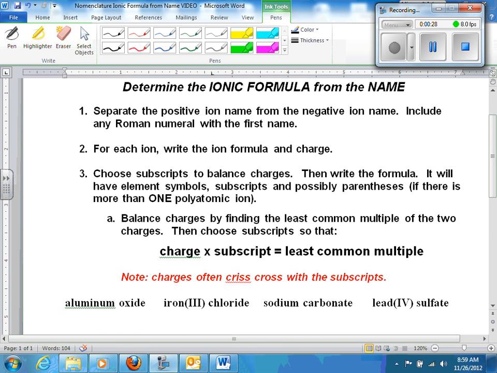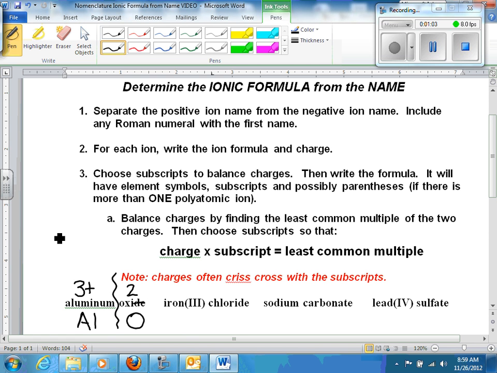Separate the positive ion name from the negative ion name. It's usually just the two words. Just separate them. Easy enough. Then, for each ion, write the ion formula and charge. So aluminum is Al, and its charge is 3+. Oxide, the IDE ending, you can just ignore that. Oxygen is O, and its charge is 2-.